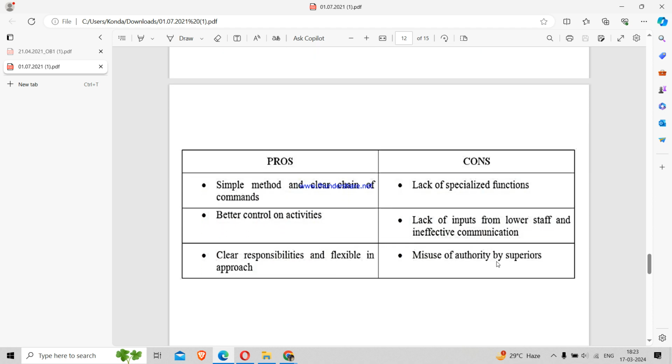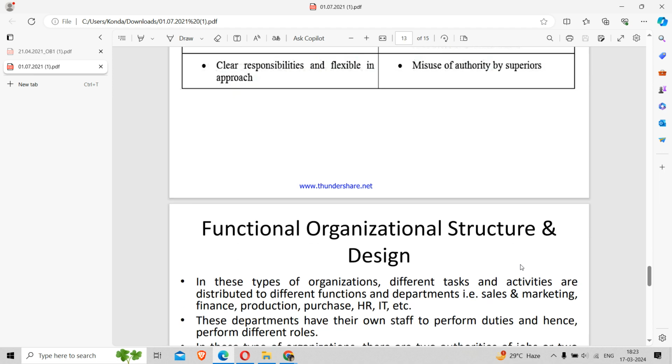Next is misuse of authority by superiors. It means the supervisors who are directing their employees may take misuse advantage of the commands. They may tell the employees who are working under them that if you don't do this, I will report to the higher authority. But if you do this, my personal thing, otherwise I will do this to you or do that to you. So these are the things that are being misused by the authorities.